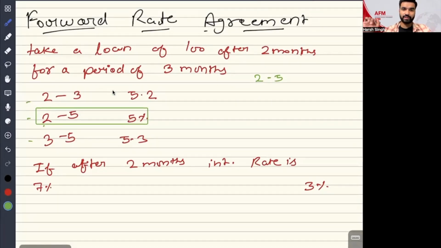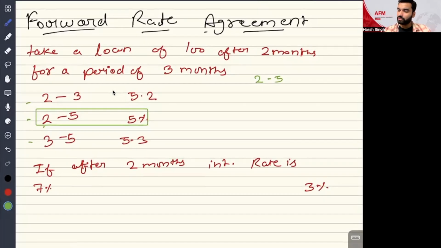Now let's solve this question. Let's say I take a loan at the rate of 7%. So 7% of 100, I am supposed to pay interest at the rate of 7. But because I have taken an FRA of 5. But one more thing, it is for 3 months. So let us consider all the interest rates are of 3 months. I'll just put it in a bracket. All interest rates of 3 months are given.